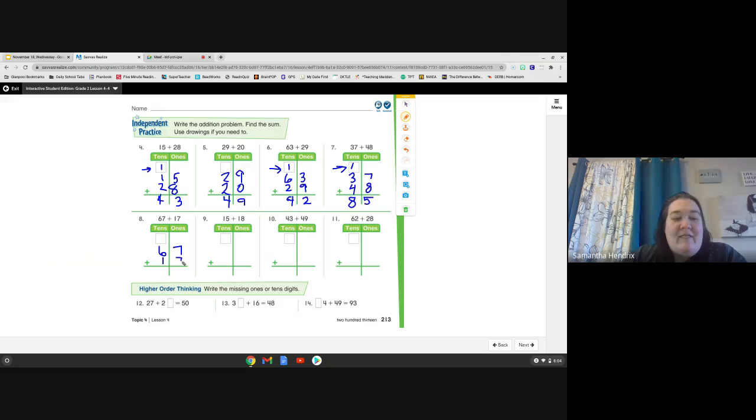67 plus 17. That's a double fact. 7 plus 7 is 14. Whoop, I write my 10 and then my 1s. 6 plus 1 is 7. Plus 1 is 8. 84. 15 plus 18. 5 plus 8 is 13. There's my 10. There's my 1. 1, 2, 3, 33. 43 plus 49. 3 plus 9 is 12. There's my 10. There's my 1. That's a double fact. 4 plus 4 is 8. Plus 1 is 9. If you got 82, you didn't add your regrouping.